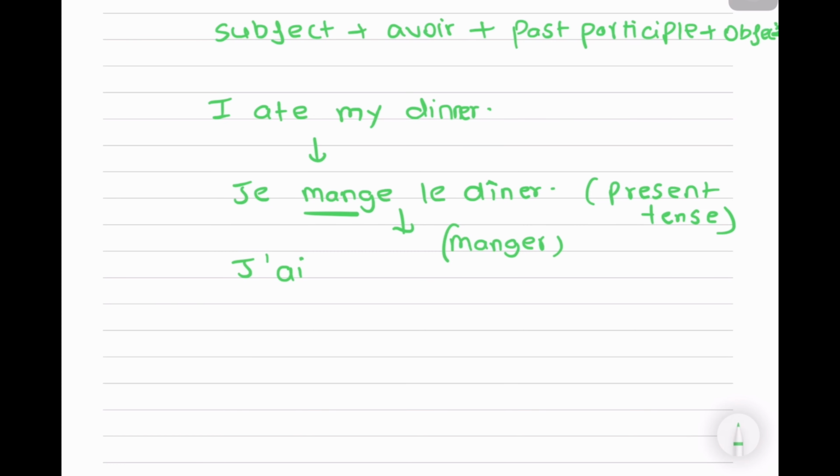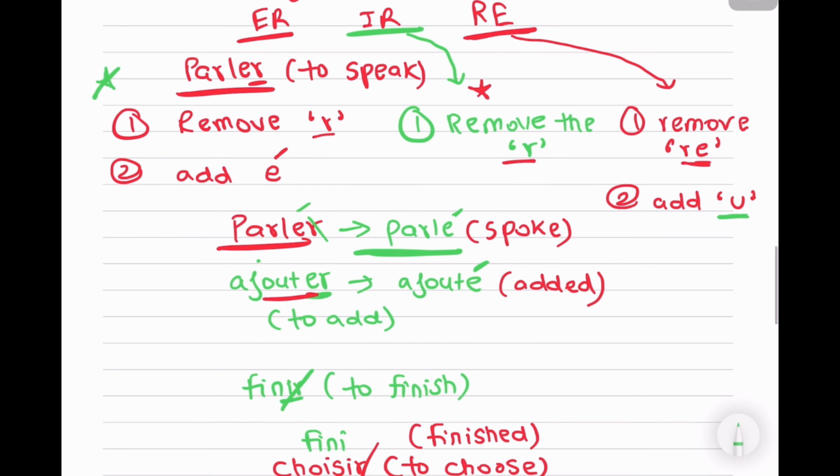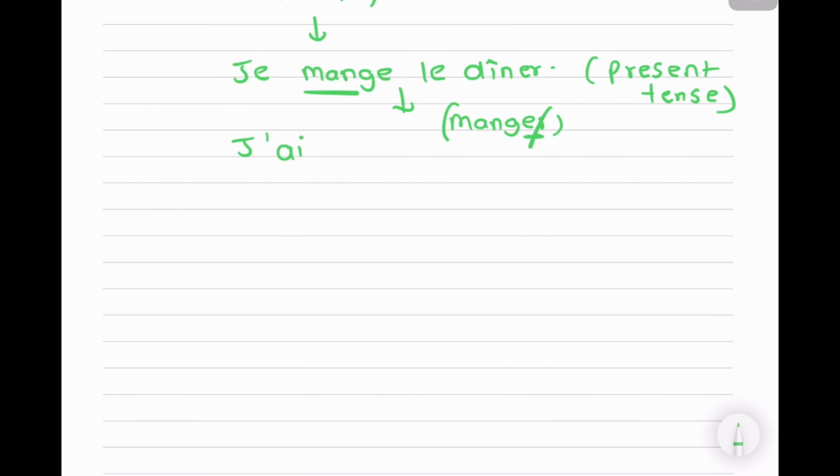and we're going to see which category of verb it is. It is an ER verb, right? First thing you need to do is identify which verb it is. It is an ER verb. What are the steps to make an ER verb into a past participle? Right now it is eat. I want ate. How do I get this ate? It's an ER verb. First thing is remove the R. Second step is to add an accent on the E. So I get j'ai mangé le dîner. I eat the dinner: je mange le dîner. I ate the dinner: j'ai mangé le dîner.